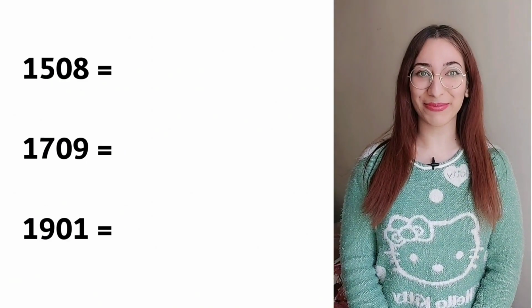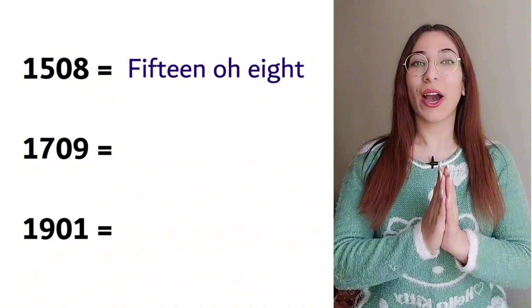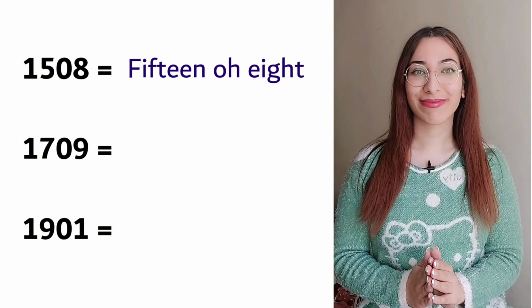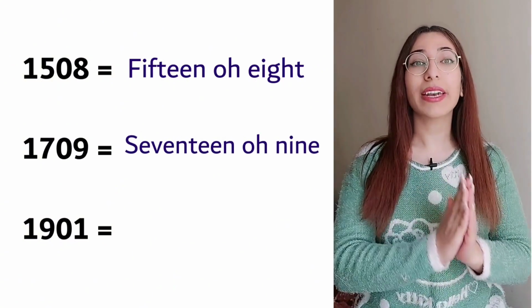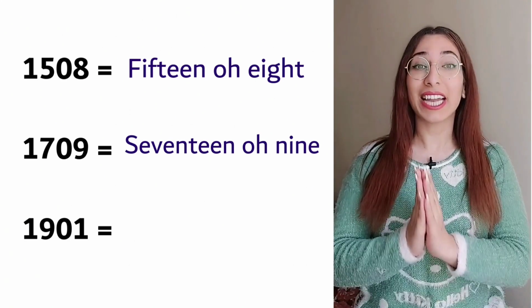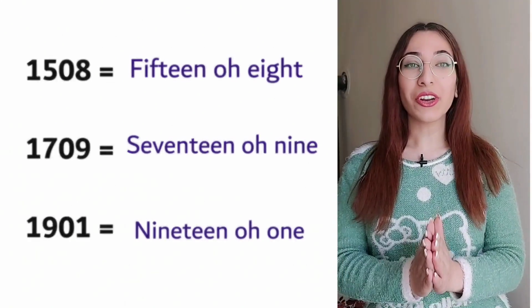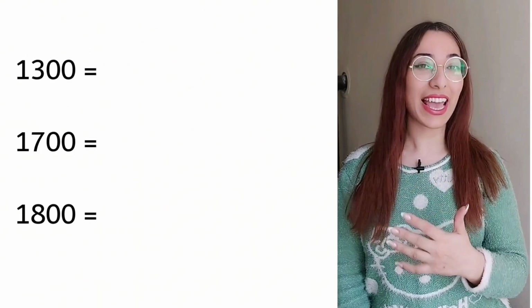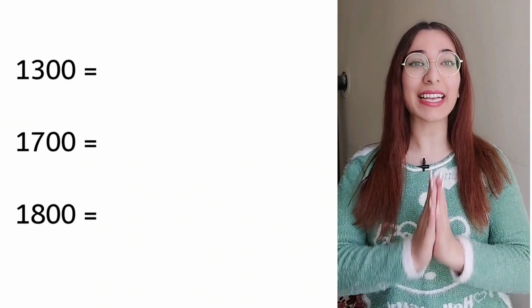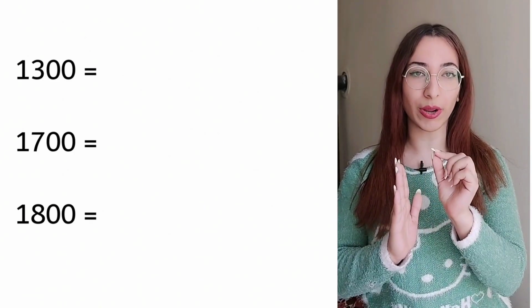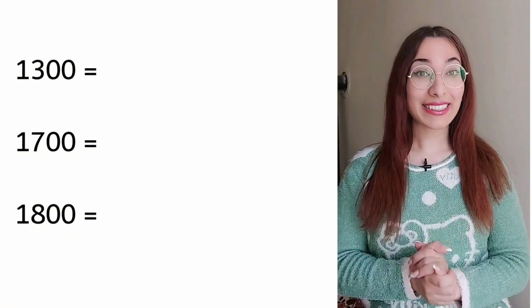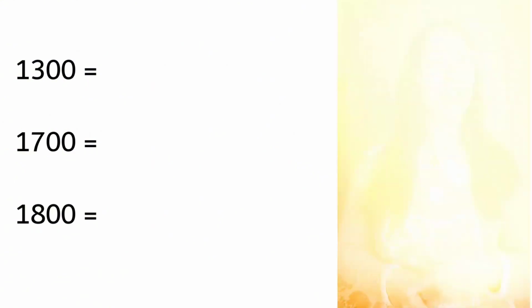Look at these years. How do you read them? 1508. 1709. 1901. When a year ends in 00, like this, then the year is said as the digits before 00 and then 100. Let's see how it works. Look at this number.